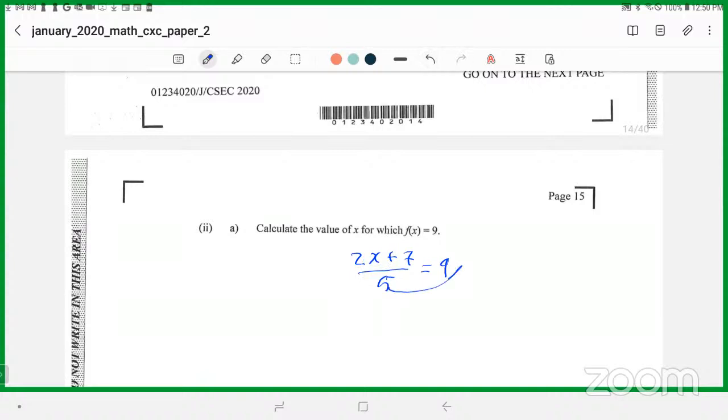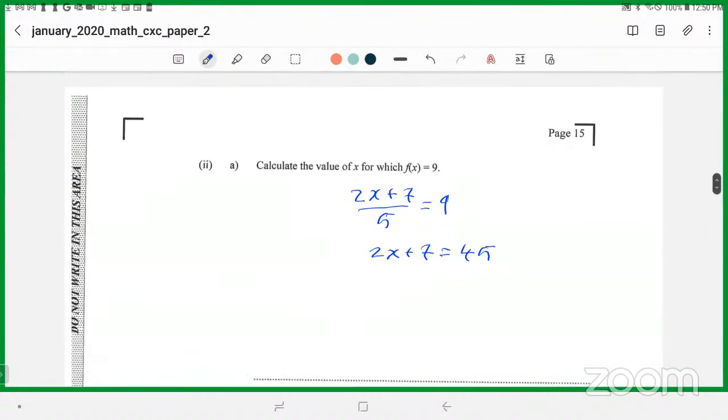So multiply by 5 first, we get 2x plus 7 equals 9 times 5, which is 45. And you're going to subtract 7. You're going to get 2x equals 38. Then divide by 2, you get 19. Is this correct? Good at that. Yes, sir.